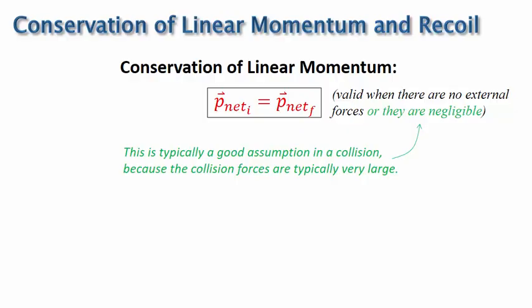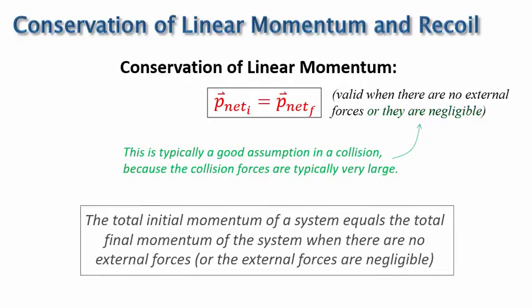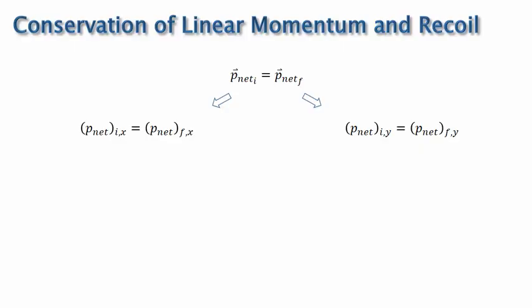I think it's useful to state the conservation of momentum in words as well. The total initial momentum of a system equals the total final momentum of the system when there are no external forces or the external forces are negligible. In practice, when we apply the conservation of linear momentum equation, we will usually expand it into a more practical form. To do this, first recognize that it is a vector equation, so we will apply it in each coordinate direction separately. In 2 dimensions, then, it becomes 2 equations.